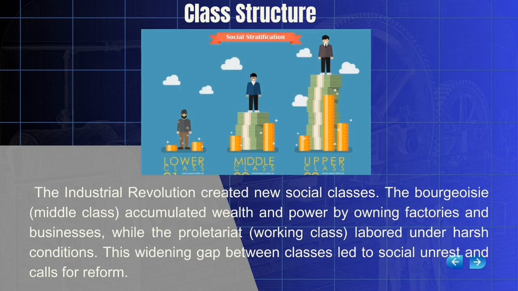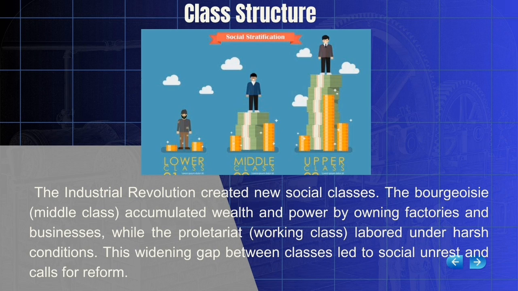Class structure. The Industrial Revolution created new social classes. The bourgeoisie, or middle class, accumulated wealth and power by owning the factories and businesses, while the proletariat, or working class, labored under harsh conditions. This widening gap between classes led to social unrest and calls for reform.